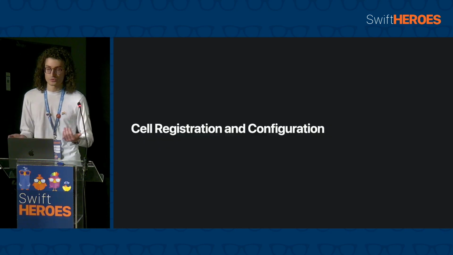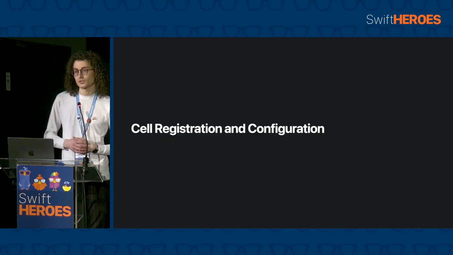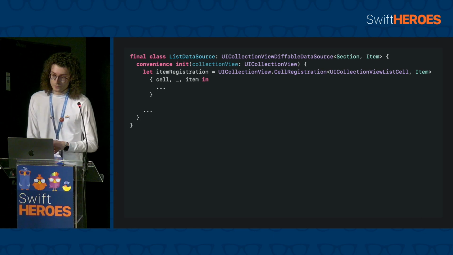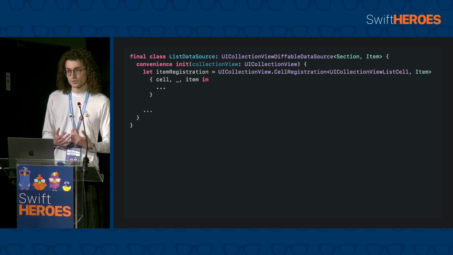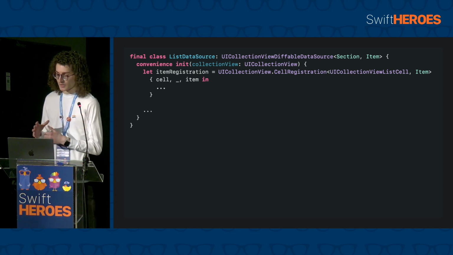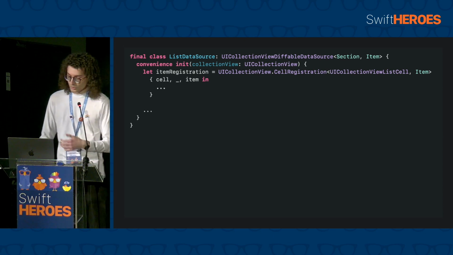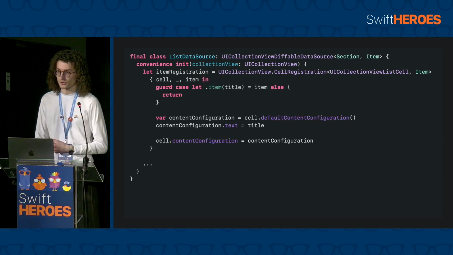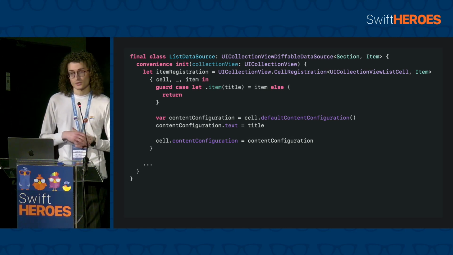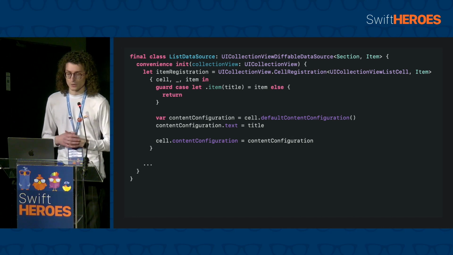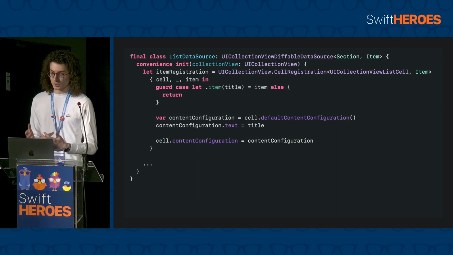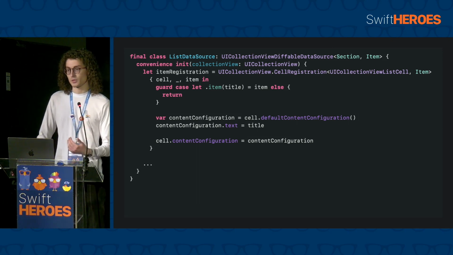And luckily, Apple improved this process by introducing new APIs for cell registration and configuration back in iOS 14. So UIKit provides us with this type called CellRegistration, which is generic over the UICollectionViewListCell in this case, and our item model. So we also need to implement a closure where we can actually configure the cell. So in this case, if we're using a UICollectionViewListCell, we will get the default content configuration, then modify it with our text, and then pass the configuration back to the cell. And thanks to this configuration, the cell will actually be able to understand that it will need to display a title label.